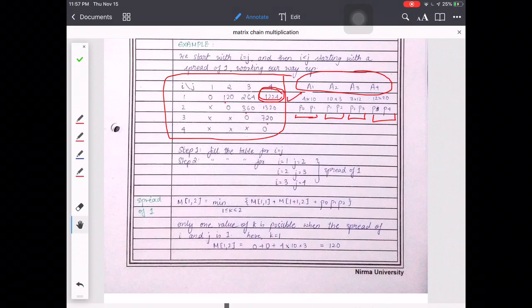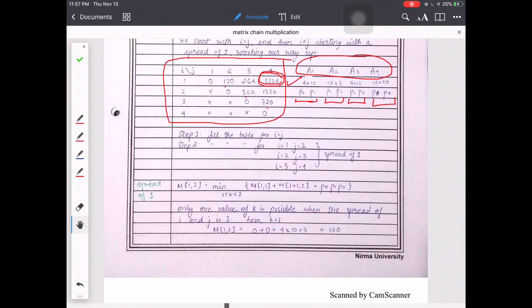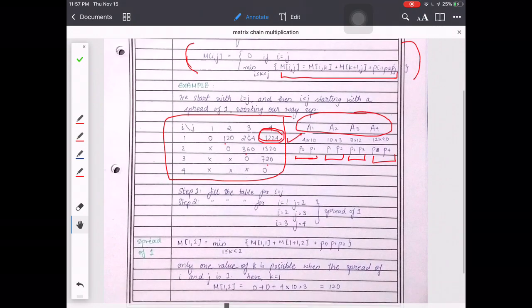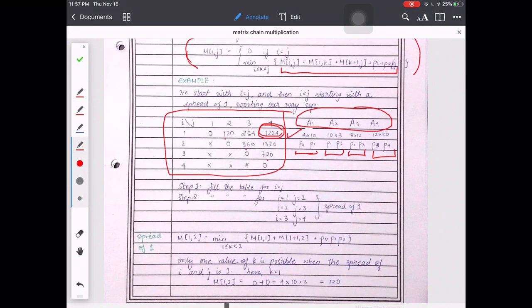So the first step would be to fill the table when i is equal to j, and from this recursive formula we already know that if i is equal to j, then the cost would be 0. So for i equal to 1, j equal to 1, i equal to 2, j equal to 2, and so on, we have this diagonal which is 0, right? So when we have a single matrix, there is no cost of multiplying.